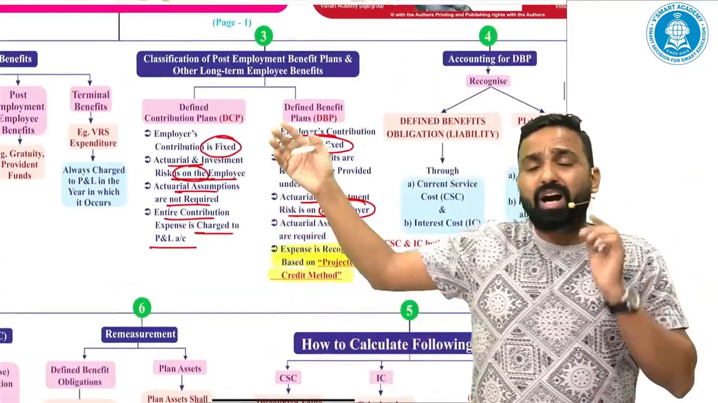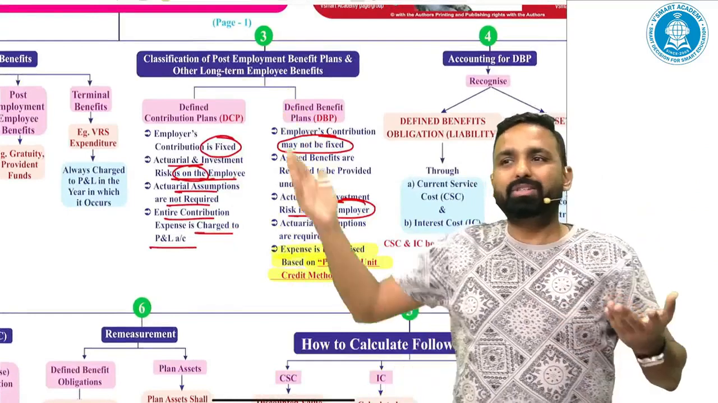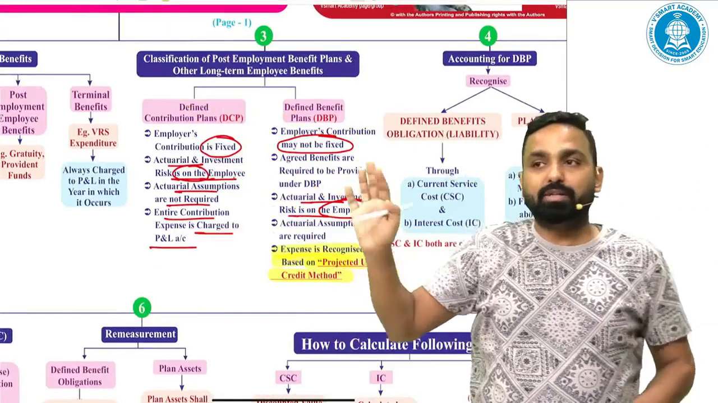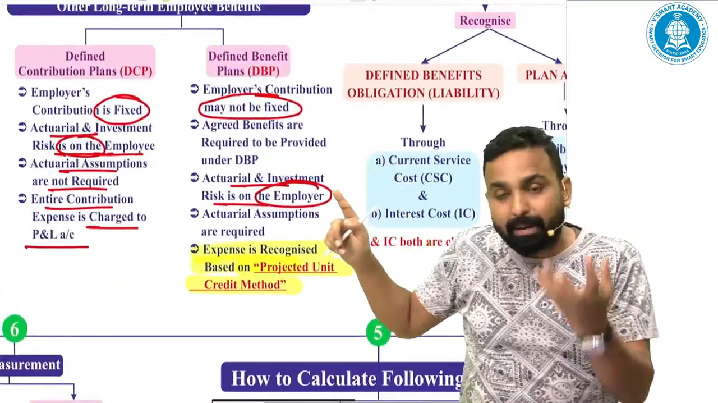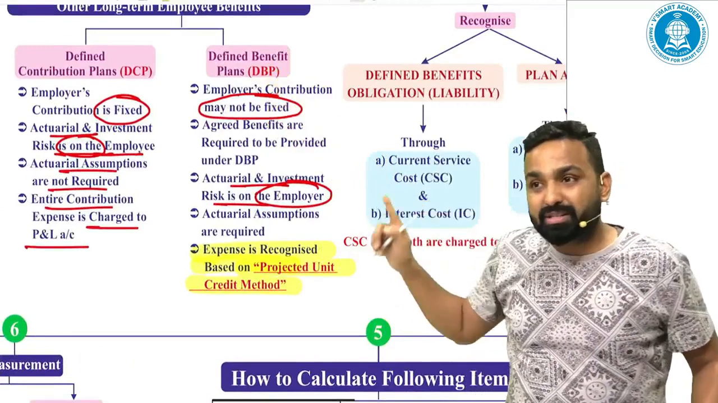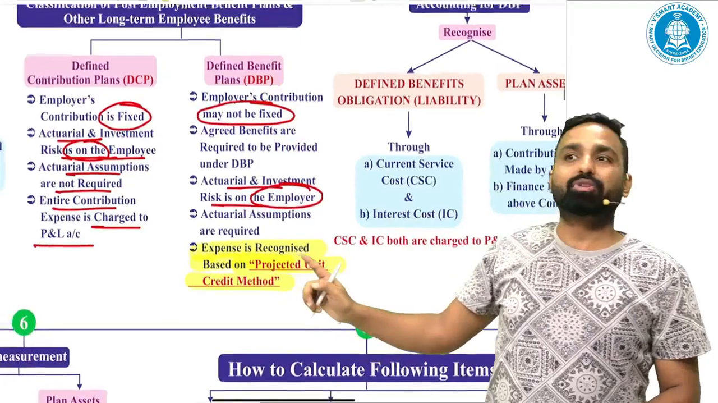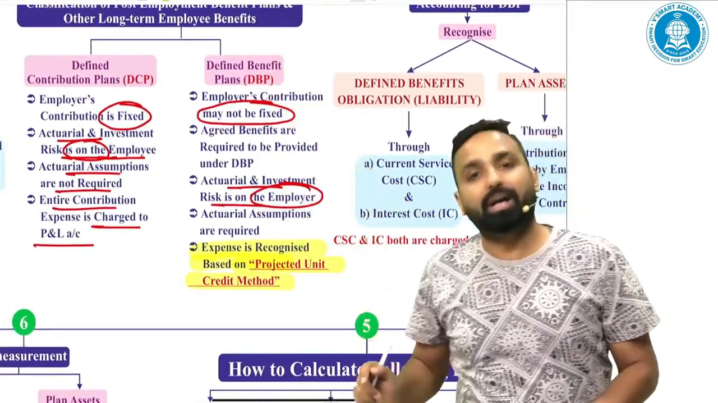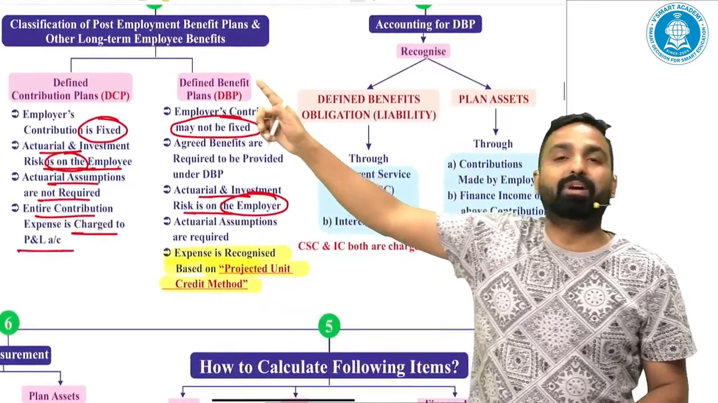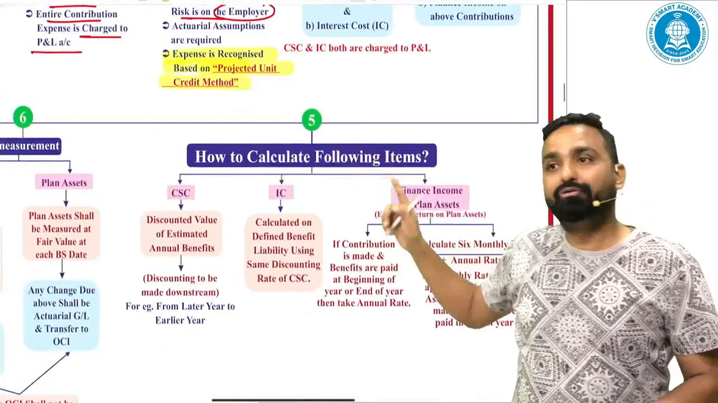Now, frankly speaking, the accounting of defined contribution plan is not so important, because whatever amount we contribute for the employee is our expense. But the main important accounting is for defined benefit plan, which is discussed under the projected unit credit method, and the question may be asked based on that. So we'll discuss the projected unit credit method and accounting of defined benefit plan in point number 4 as well as point number 5.